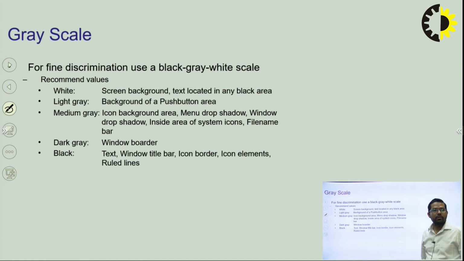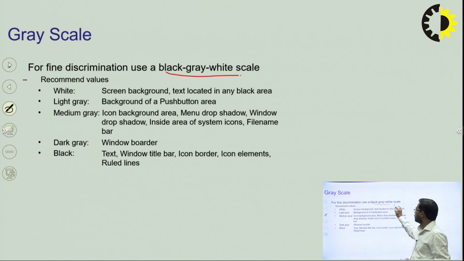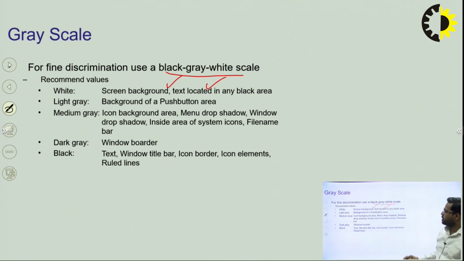Grayscale for fine discrimination: use a black, gray, white scale. So the BGW scale is there. Recommended values: white means screen background, text isolated in any black area. Light gray means background or the push button area, just like any area where we are using the light gray, such as the taskbar of any window.